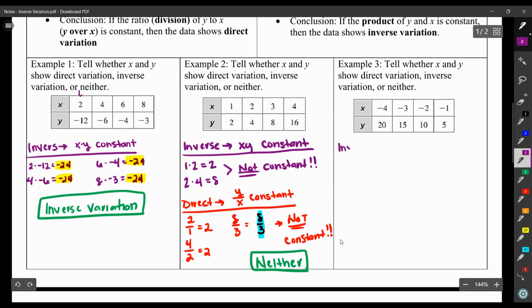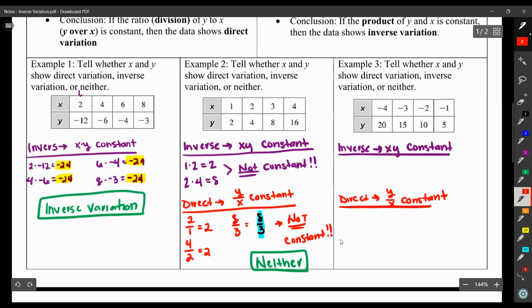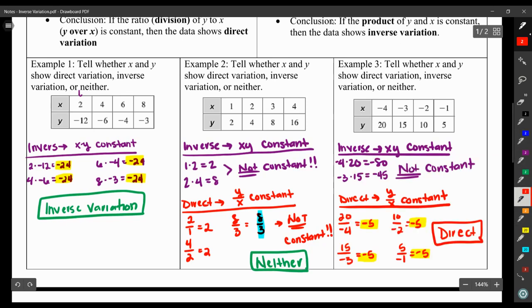So again, inverse. x times y must be constant. If that doesn't give us a constant number, then we try direct, which is where y over x has to be constant. So I want you to pause the video and try to determine if this third table is inverse, direct, or neither. And you should have come up with direct variation.